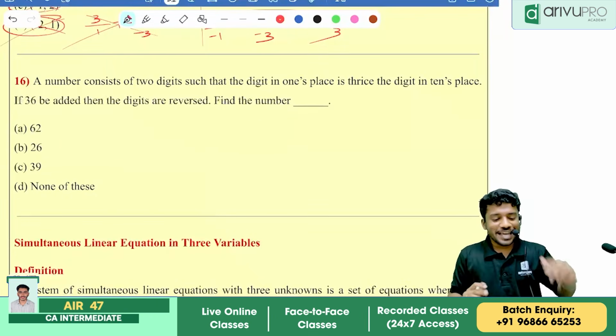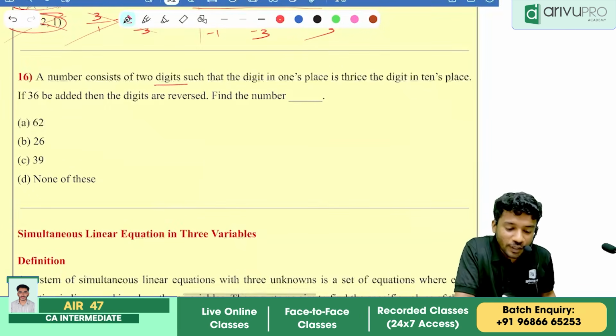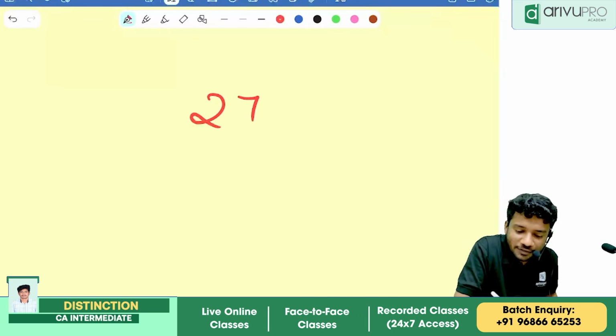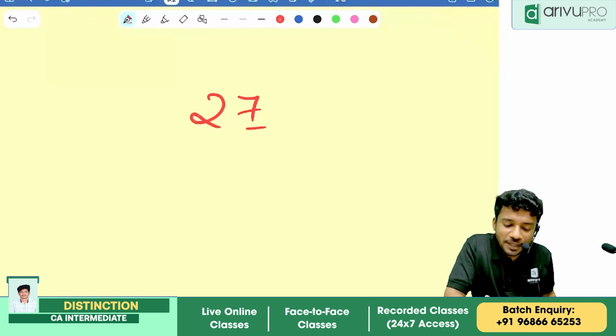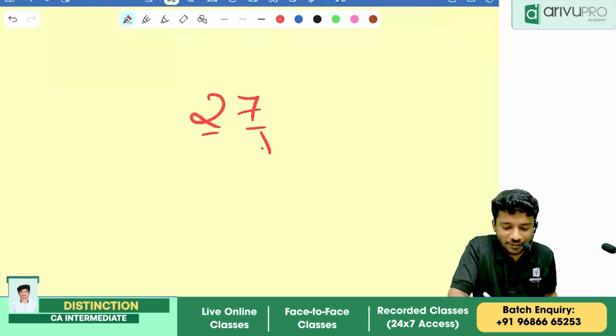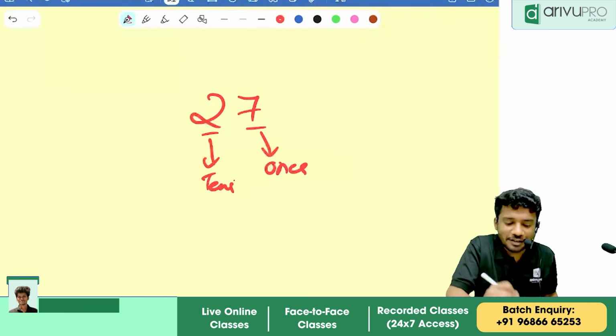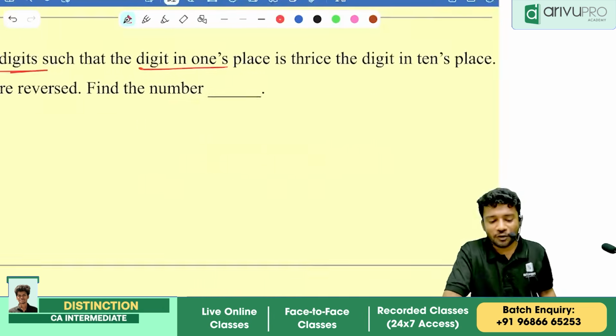Look at the question. A number consists of 2 digits such that the digit in ones place... Go back to first standard, people. We studied 27. Which is the ones place, which is the tens place? 7 is in the ones place. 2 is in the tens place. Well and good. Done. Now we can learn.